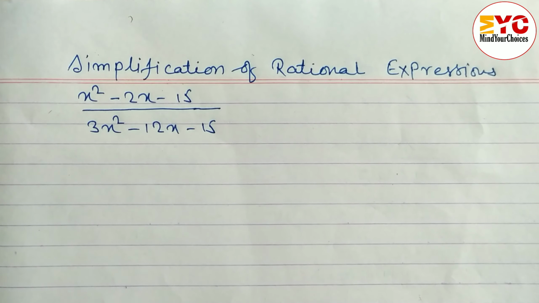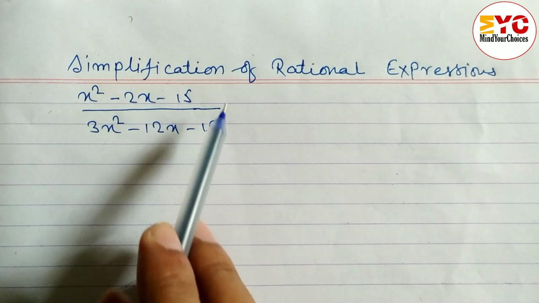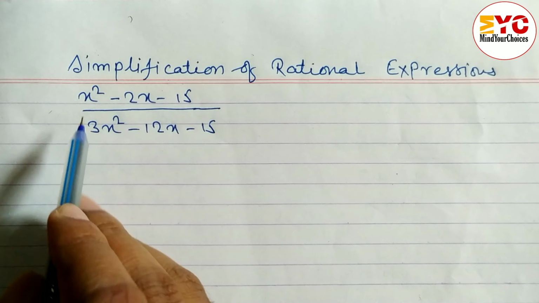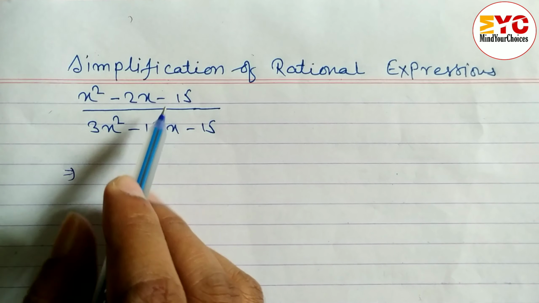Hello everyone. In this video we are going to learn how to simplify the rational expression. You can see here one question is given. Let's make a start. First of all, x square minus 2x minus 15. Here also we learn how to factorize and take common.